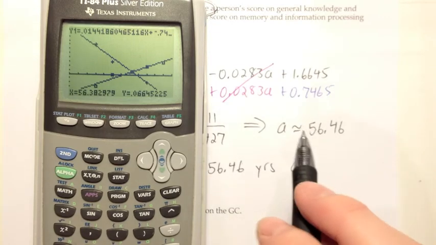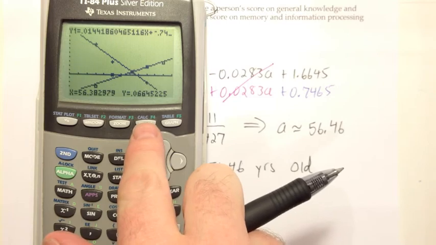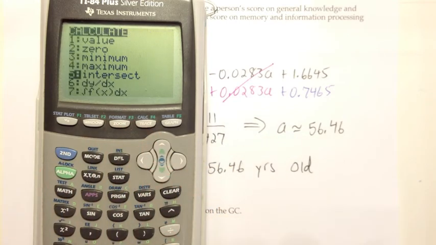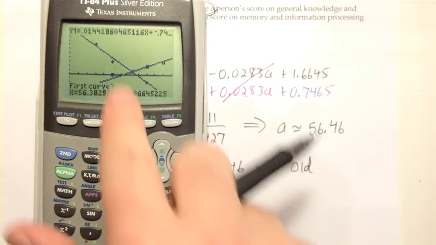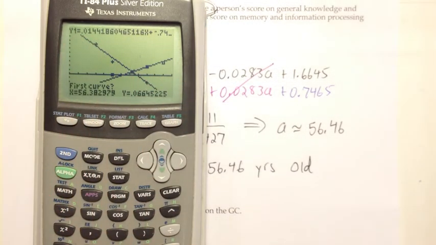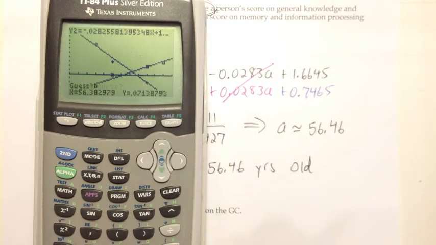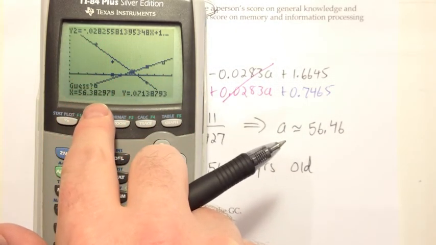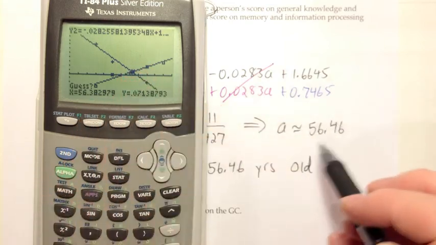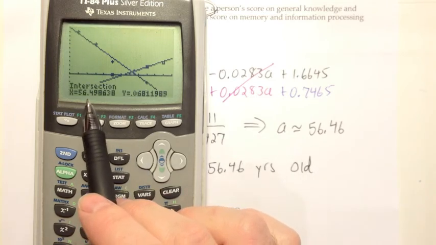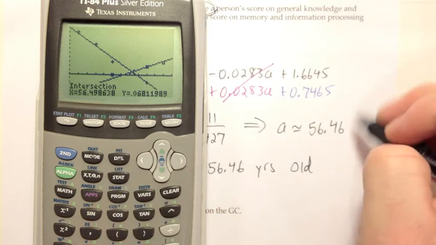So if we want to see that more precisely, we go into the Calc menu right there, so Second, Calc. We want to find the intersection, and it's saying, is Y1 your first graph? Yes. Is Y2 your second graph? Yes, and we do yes by pressing Enter. And how about a guess of 56.38? I guess anything that's close to the right answer is good. So I'll press Enter to accept that guess, and then it's going to lock in on the exact intersection. And it says it's 56.49868.